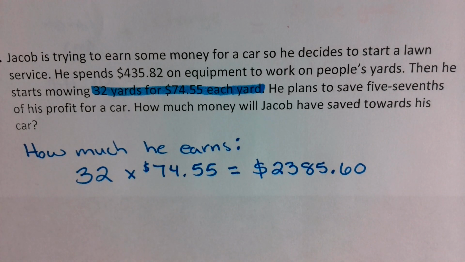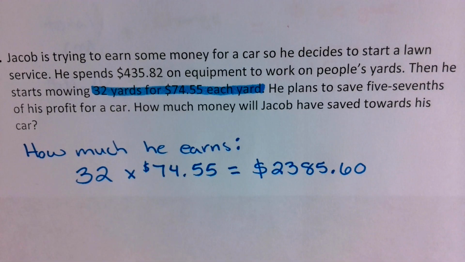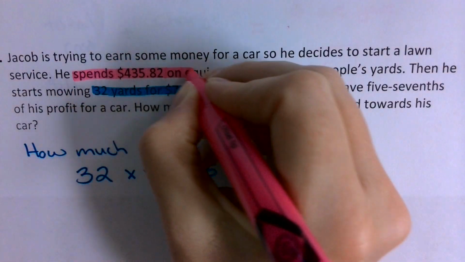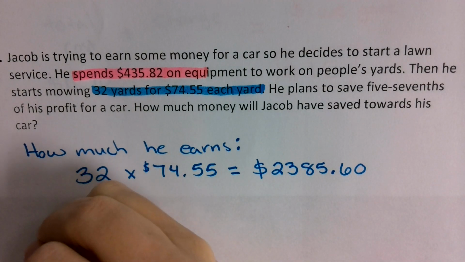Is that his profit? No. That's not his profit. Why is that not his profit? Angel, what else do we have to do? He bought equipment, so he has to pay that equipment off, doesn't he? He has to pay for that equipment. So we are going to actually take that away. He spent $435.82 on the equipment.